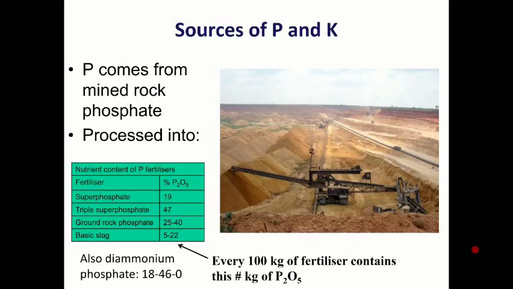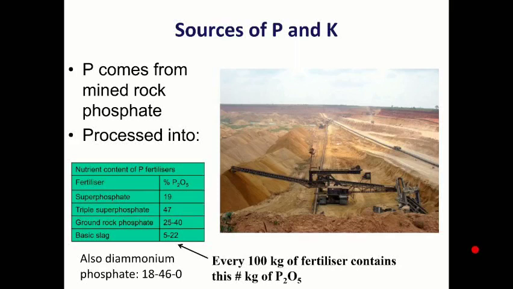That little green box is showing just some of the more common sources of phosphate, not all from bags actually. Superphosphate, triple superphosphate, bag fertilizer, ground rock phosphate is sort of unprocessed raw materials, and then basic slag is a byproduct of industry that also can be used as a P source. But you can see the different concentrations of P2O5, that's sort of the nutrient content of those fertilizers.